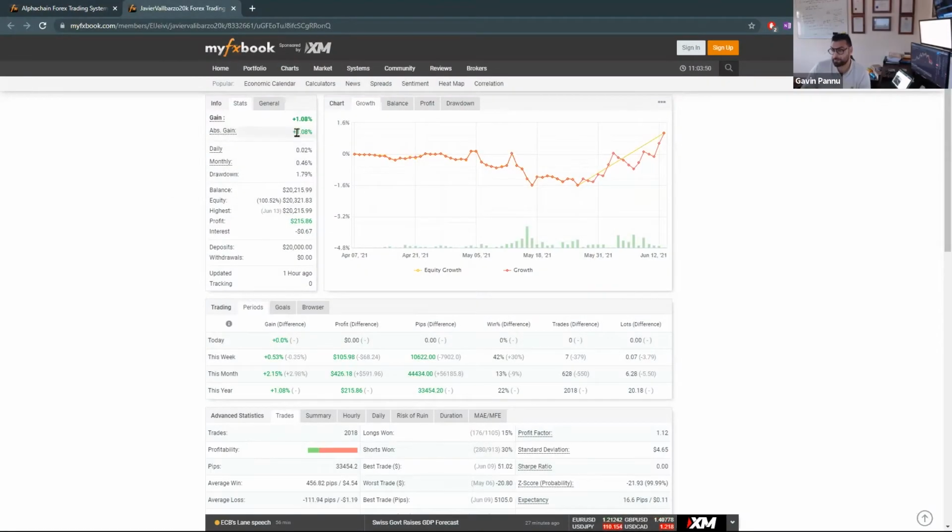Now he's achieved a percent. He's above the percent. Okay, so he's just crossed above the 1%. He has had a larger drawdown though. Okay, so his drawdown has been 1.79%. For the month, it's up 0.46.